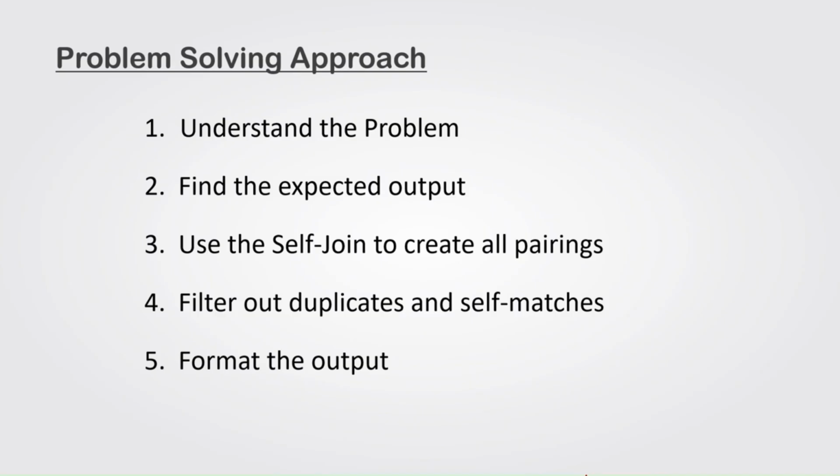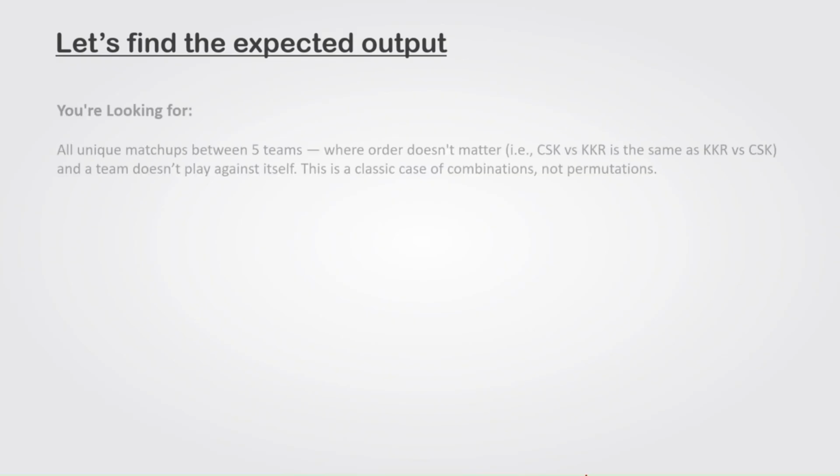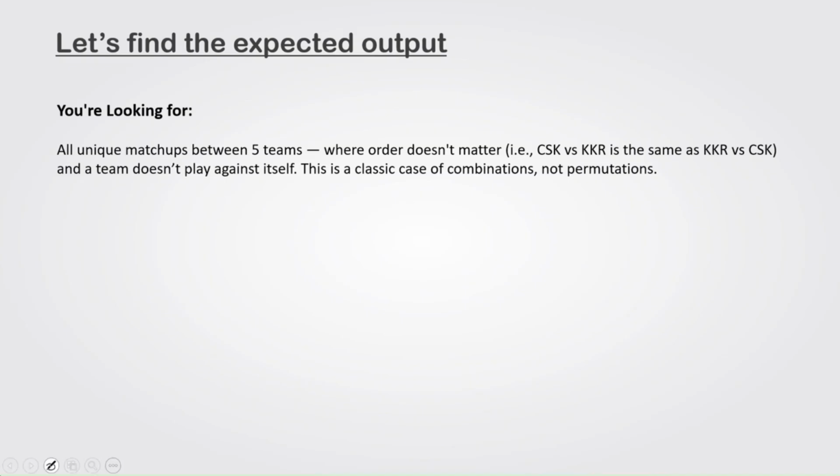Before moving on to solving the problem, let's first find out the expected output. What we are looking for here are all the unique matchups between the 5 teams that we have been given, where order does not matter and a team does not play against itself. It is very clear that this is a classic case of combinations and not permutations.